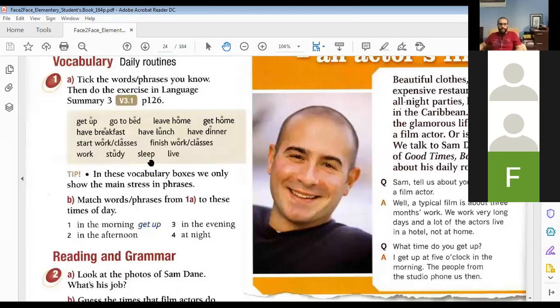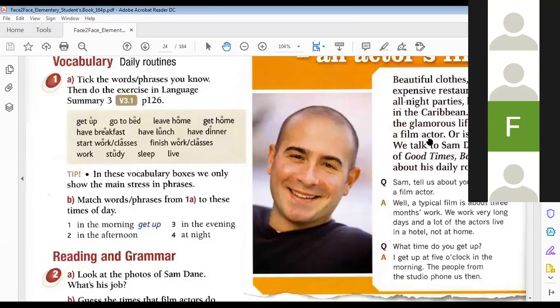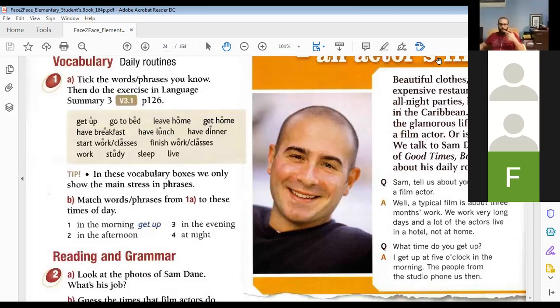Okay, so these are some of the things that we do every day. These are different things that we do every day. So here, for example: get up, go to bed, leave home, get home, have breakfast, have lunch, have dinner, start work or start classes, finish work or finish classes, work, study, sleep, live. So all of these are, of course, daily routines. A daily routine means something that you do every day, something that you repeat every day.